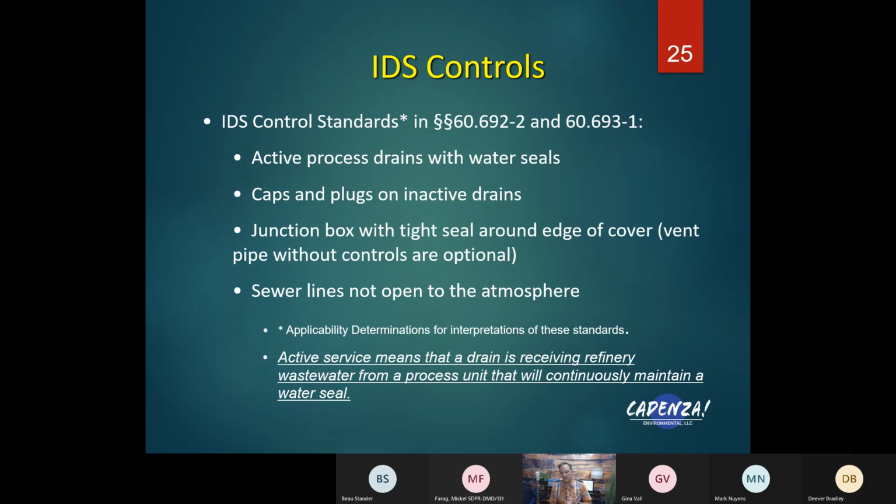Sewer lines also cannot be open to the atmosphere. So you can't have a ditch, for example, or some other kind of clay tile or something along those lines that is a drain system, or part of an individual drain system, that is open to the atmosphere. Those have to be enclosed such that there are no gaps, cracks, or other openings where VOCs can be emitted to the atmosphere.